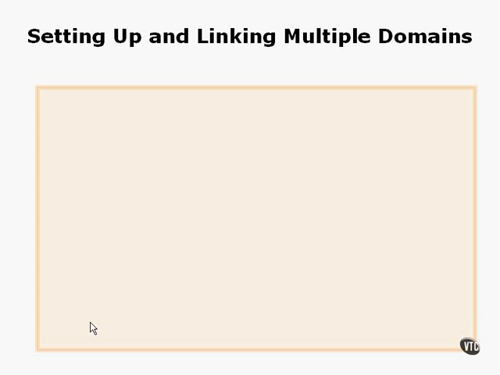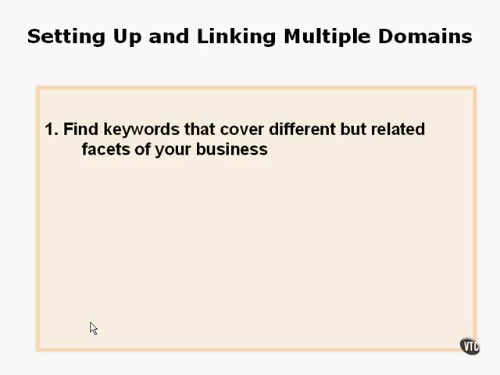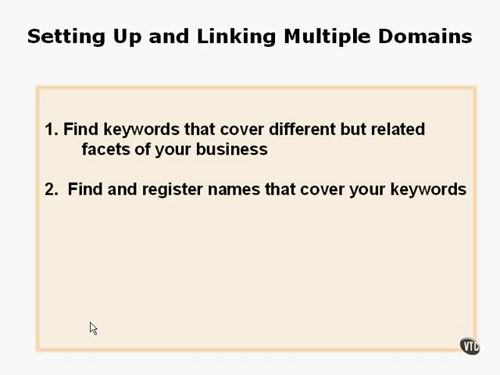Let me now cover how to set up and link multiple domain names. The first step is to find and register names that cover different but related facets of the same domain. Each must point to each other and must be cross-linked to point to the main sales site. Simple so far, but the next step is the critical one to ensure that this strategy will work for the long term. Each site must be content-rich.